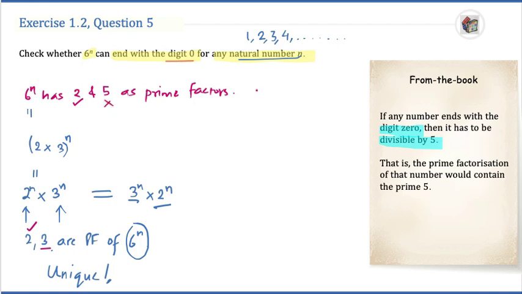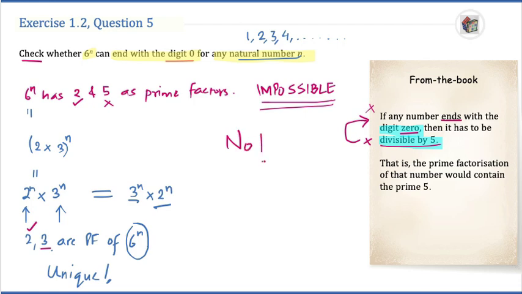It cannot have 5. That means this result that we had reached from all our discussion is actually impossible. Now think about it. How did we reach this? We saw that if a number ends with 0, then it has to be divisible by 5. Now you know it is not divisible by 5, so it cannot even end with 0. That was the thing we had to check: whether this ends with 0 or not. So you will say no, this can never end with the digit 0.